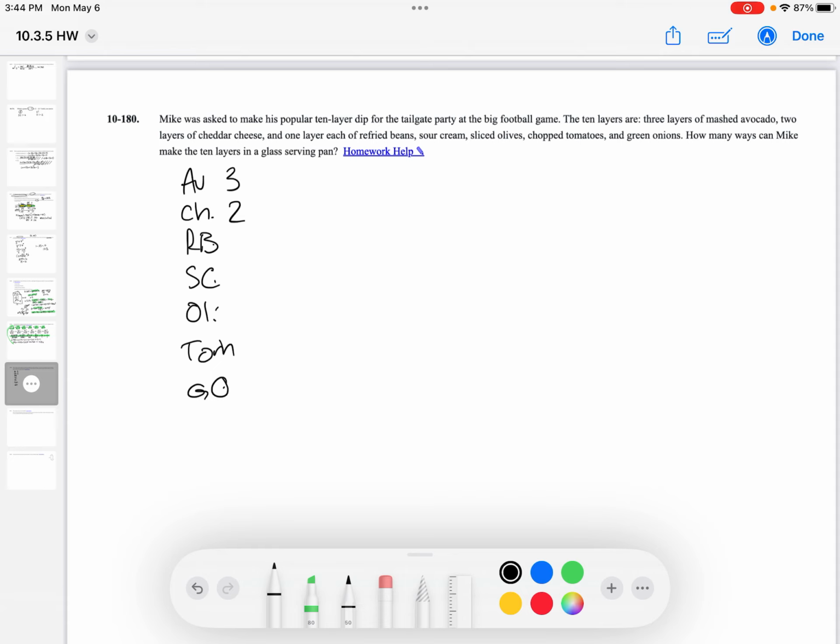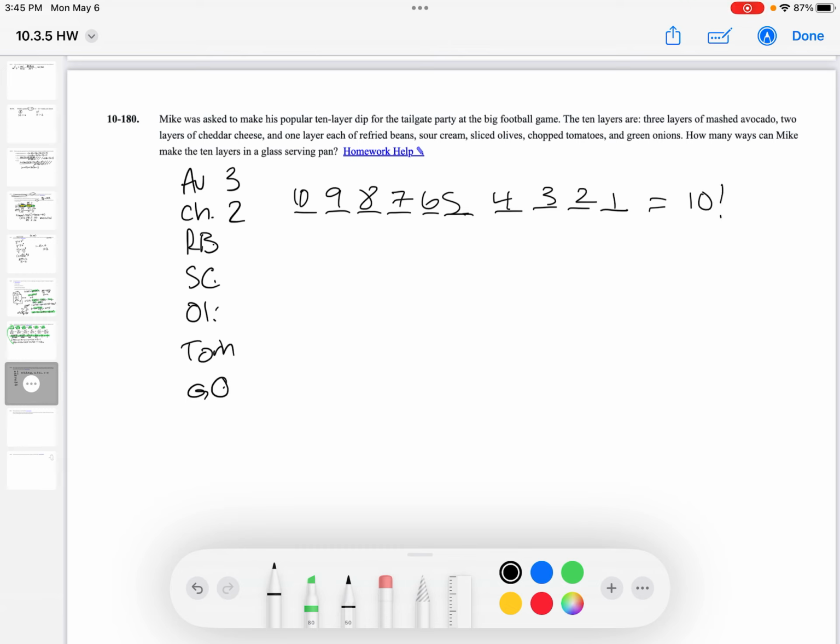Okay, I'll be honest, this is tricky. First of all, if we just made a decision chart, how many slots would we have? 1, 2, 3, 4, 5, 6, 7, 8, 9, 10. Is that the right number? Yes, that's 10 slots. And we could say, well, there's 10 times 9 times 8 times 7 times 6 times 5 times 4 times 3 times 2 times 1. That would be 10 factorial.